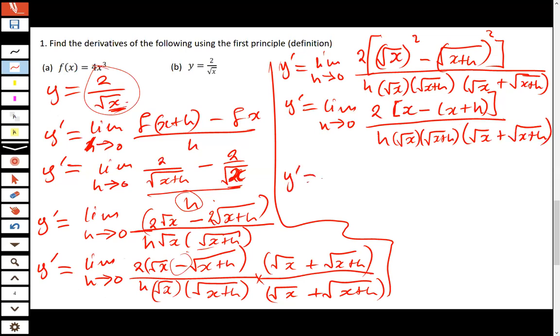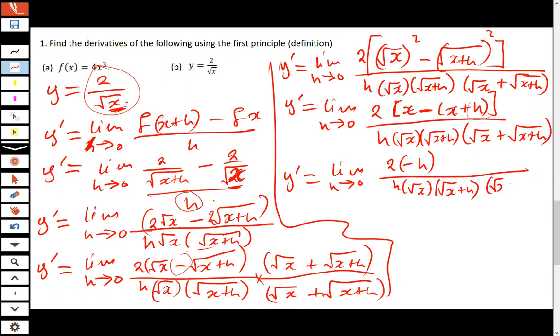Then when you simplify this further, we're going to have the limit as h approaches 0 of the numerator there. You can see that this x minus this x, the answer will be 0. So we just remain with negative times h there, which is negative h. So we'll have 2 and then negative h in brackets, then everything divided by the whole denominator there, which is root x, and then root x plus h. Then we have root x plus root x plus h.